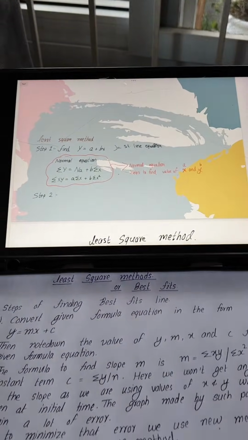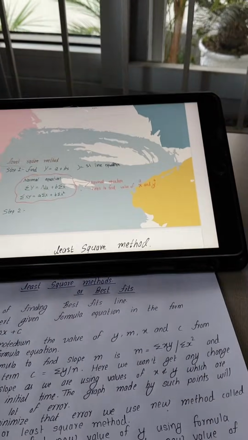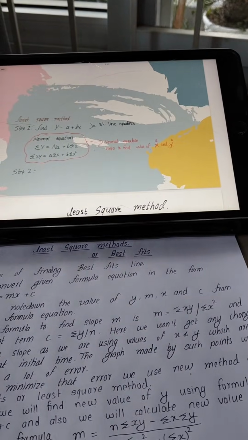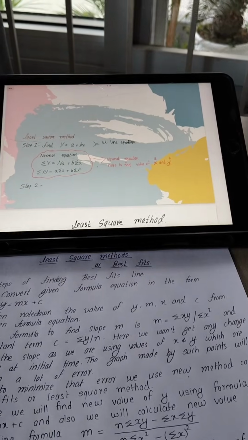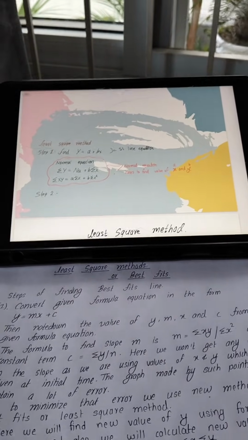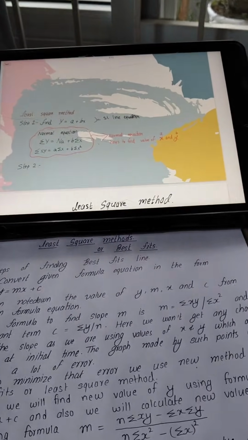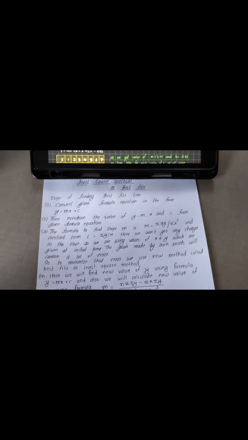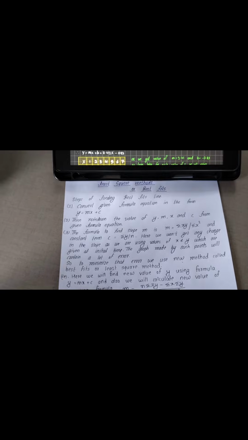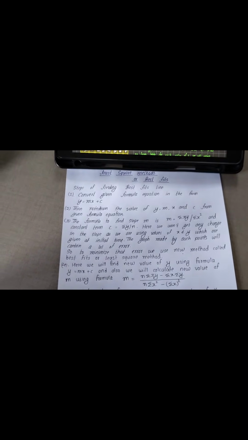So in this video, we will discuss the least square method or best fit line. In simple words, the best fit line is the line that comes closest to all the given data points. So what are the steps to calculate the best fit line? At first, we have to convert the given formula or equation into the form y equals mx plus c. Then note down the values of y, m, x and c from the given equation.